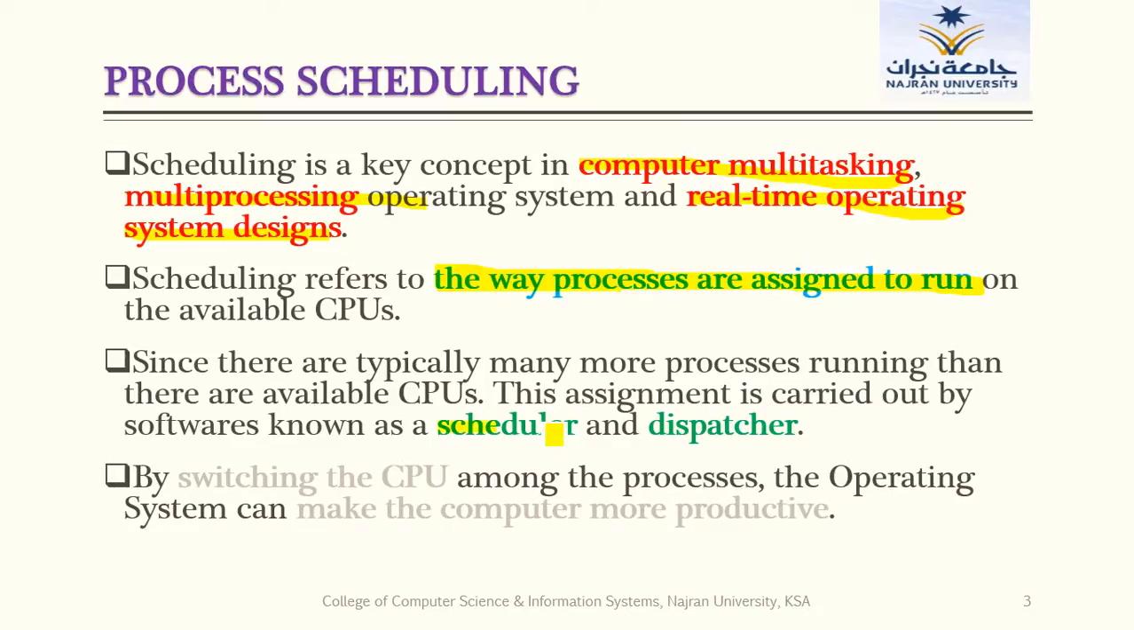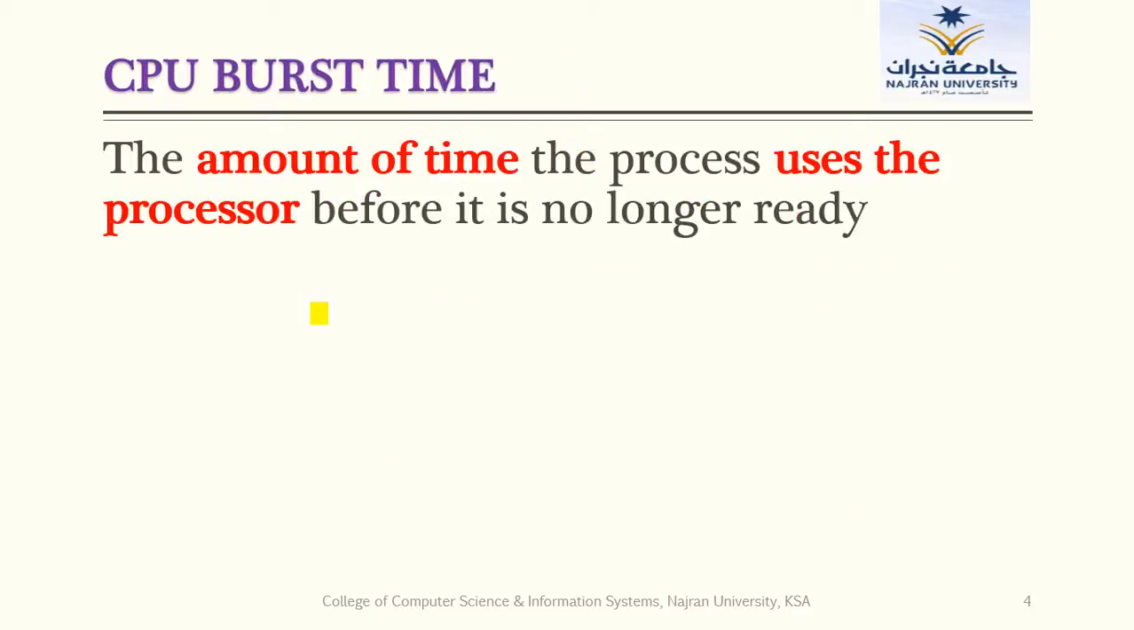We have a scheduler or dispatcher that has the responsibility to make the schedule. And how do they make the schedule? By switching the CPU among processes, the operating system can make the computer more productive. This is the objective, to make the computer system more productive. After that, we discussed CPU burst time, and we said that burst time is the amount of time the process uses the processor. So how much time any process needs, that is called burst time.